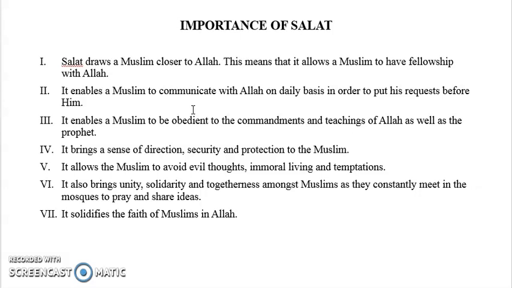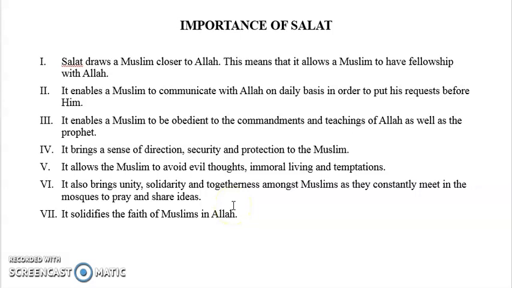Now, the 4th point, prayer also brings a sense of direction, security, and protection to a Muslim. The 5th point also allows a Muslim to avoid evil thoughts, immoral living, and temptations. It makes a Muslim pure to that extent. It also brings unity, solidarity, and togetherness amongst Muslims as they constantly meet in the mosque to pray and share ideas. So you go to pray, you see a new person, and of course, it gives you the chance to say hi to the person. If you constantly come across that person, who knows, the two of you can become friends.